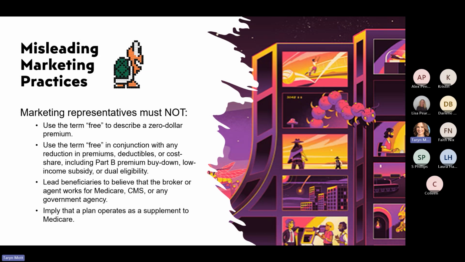You must not use the term free to describe a $0 premium. Instead, use $0. Use the term free in conjunction with any reduction in premiums, deductibles, or cost share, including Part B premium buy down or low income subsidy or dual eligibility. Use them correctly, not the word free.